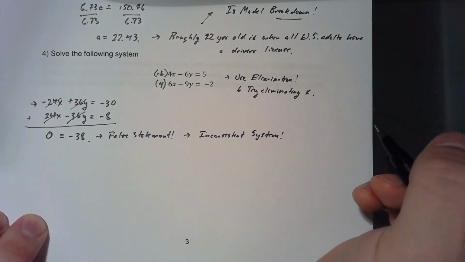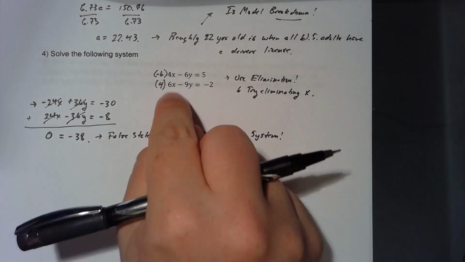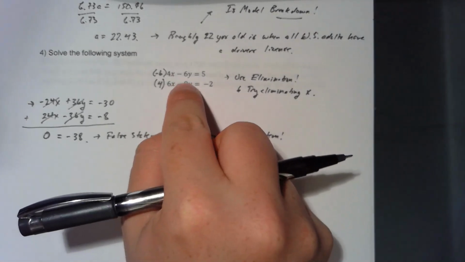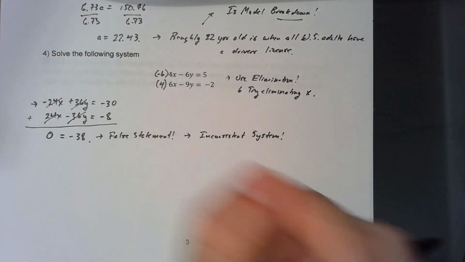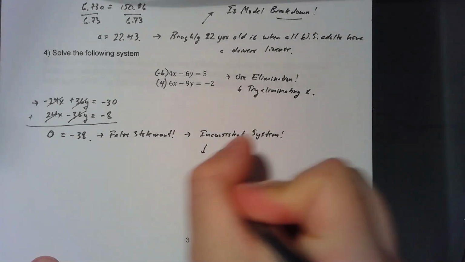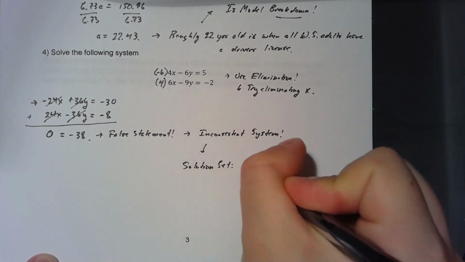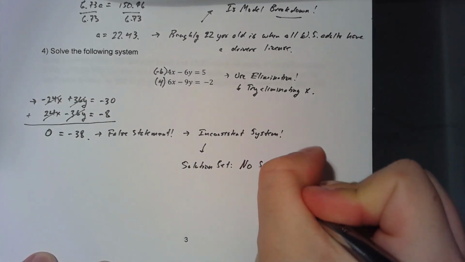Which means what? That means they don't intersect. If you were to solve both of these equations for y, they would have the same slope, which means they don't intersect, which means the solution set is empty. There is no solution.